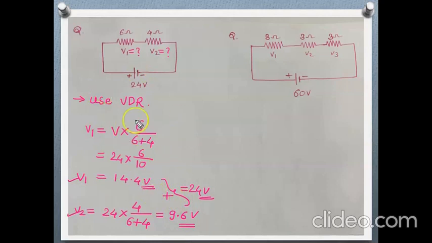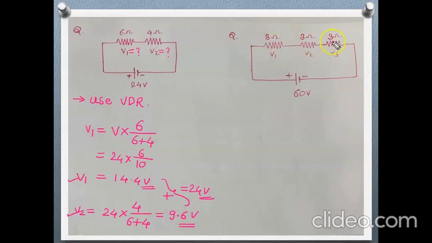In this way we can find the voltage distributed across various resistances when they are connected in series, with the help of the voltage division rule, very easily. Now let's take another example.